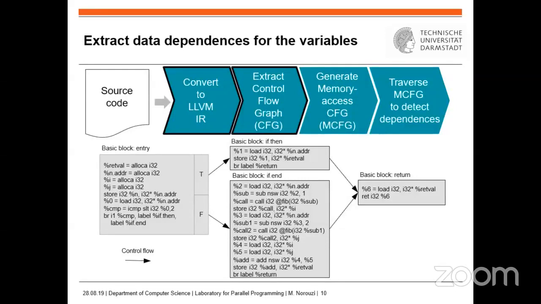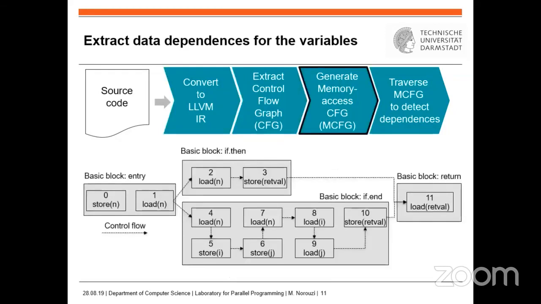To make things easier for us, and also for you, we generate a memory access control flow graph. This graph contains only the information we care about, namely the load and store instructions, and it allows us to traverse these with much more ease. We perform a traversal on this graph in order to identify the dependencies of each instruction.